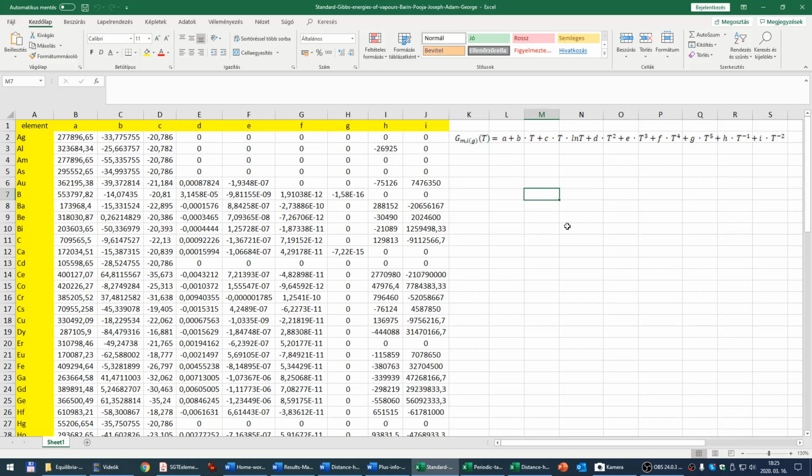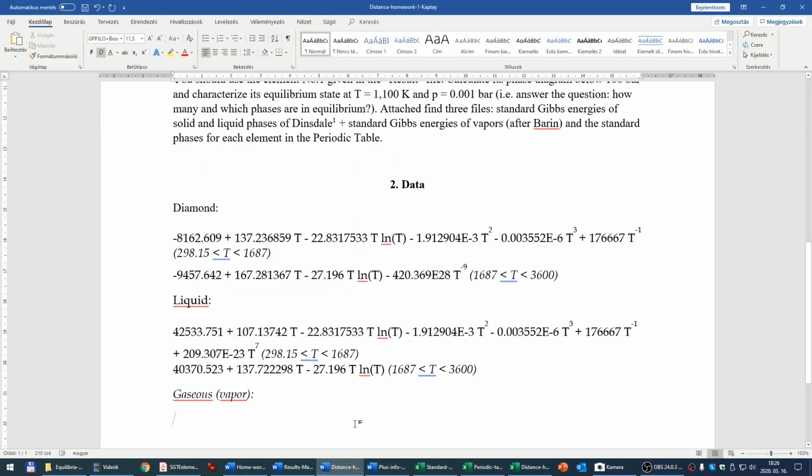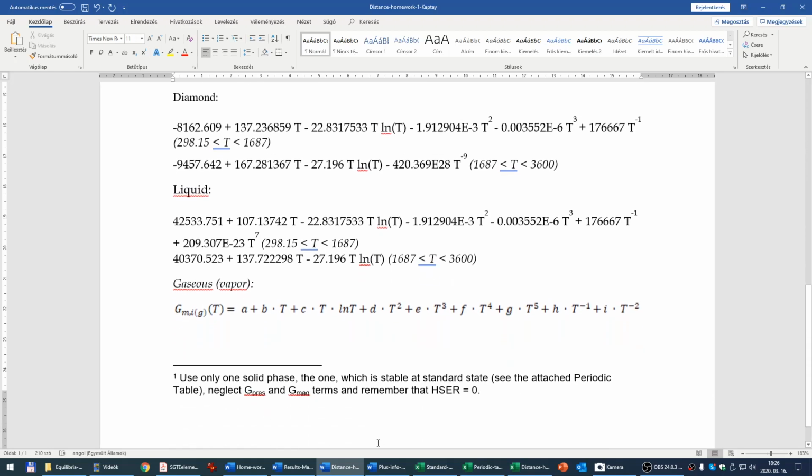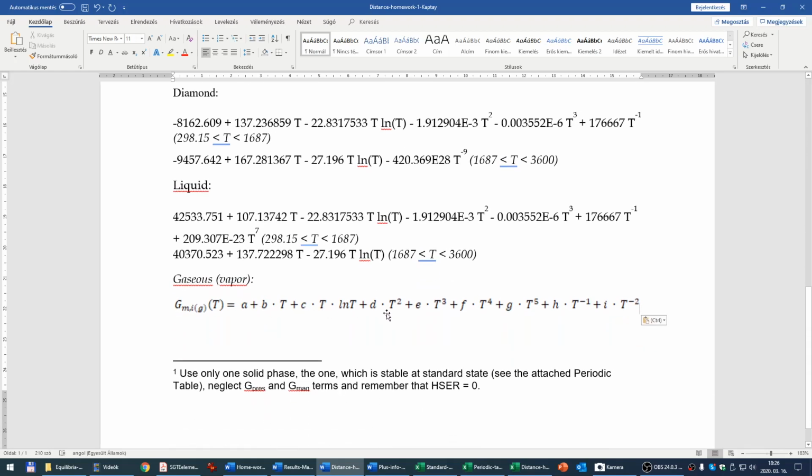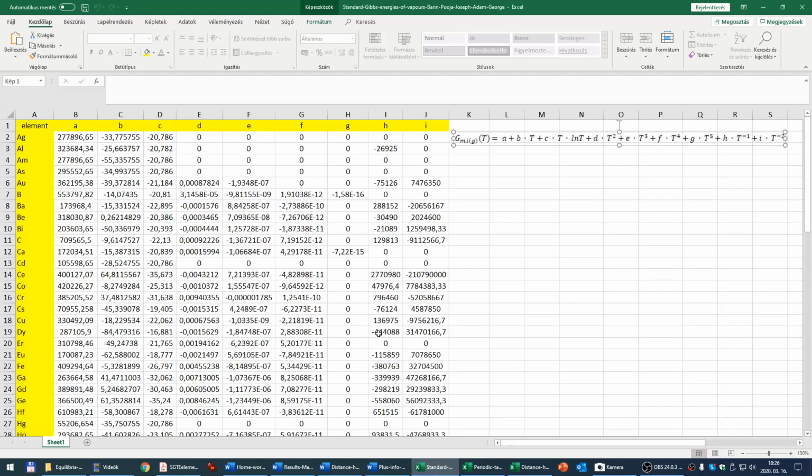This is after the handbook of Barin, and from the handbook of Barin my students and myself created for you an easy file which has this generally valid equation. So I copy here. This equation contains A, B, C, D, etc. semi-empirical coefficients, which are given of course here.